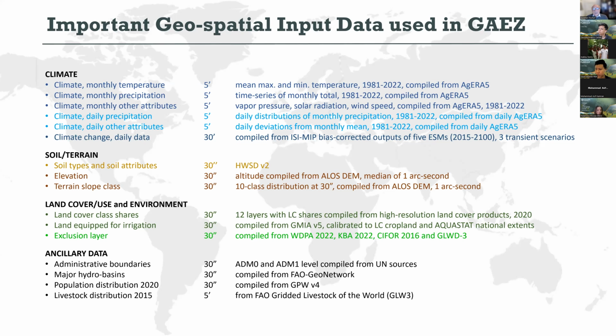Climate change information, in our case, Global AEZ, comes from an international model intercomparison project, the so-called ISIMIP project, which uses bias-corrected outputs of 5 Earth system models for the period 2015 to 2100. In our work, we use 3 transient scenarios, so emission scenarios, evaluated by 5 Earth system models each. So we have 15 trajectories going into the future for the period 2015 to 2100.